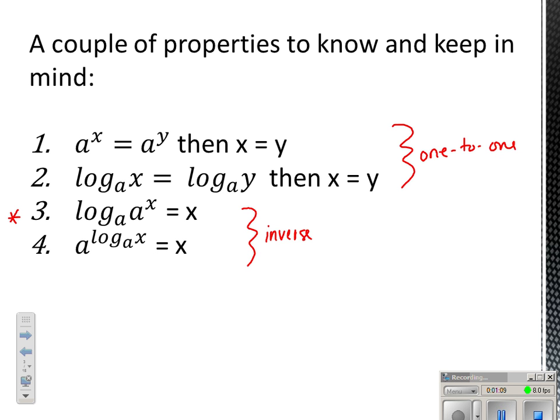Number 4, this is a new one. If we have a to the log base a of x power, the value of that statement is also equal to x. Okay, so take a look at those two real well. They're going to be coming up in the exercises and in the problems for today.